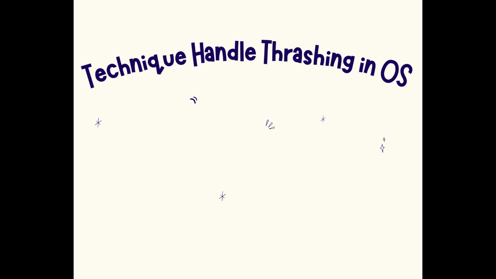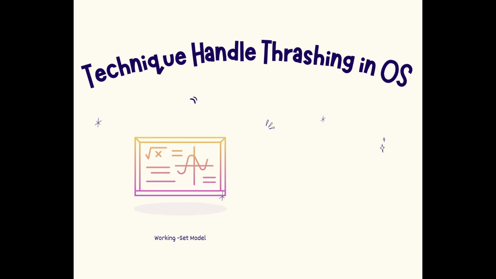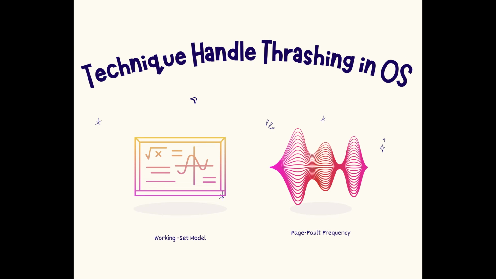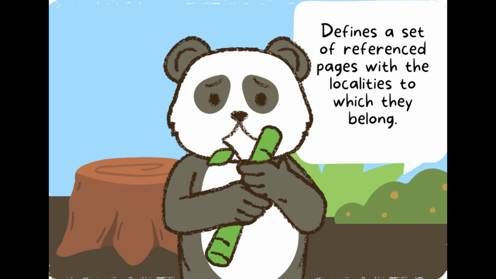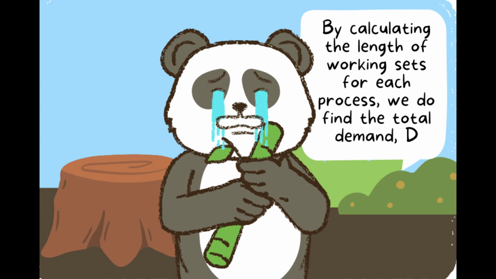Techniques to handle thrashing in OS. First is the working set model, second is page fault frequency. What is the working set model? It defines a set of referenced pages with the localities to which they belong. By calculating the size of the working set for each process, we find the total demand.